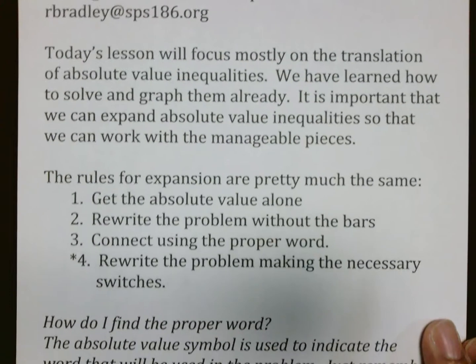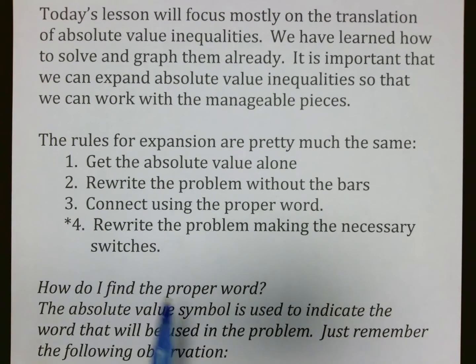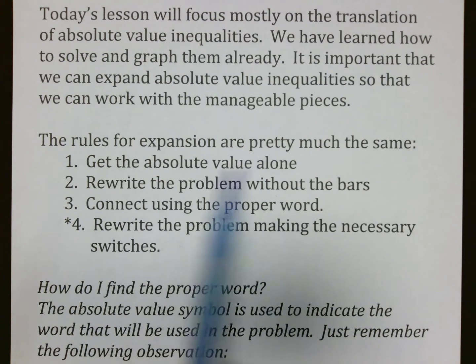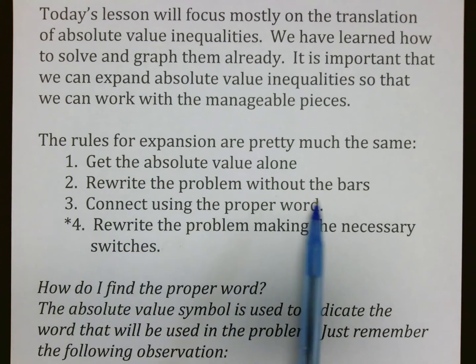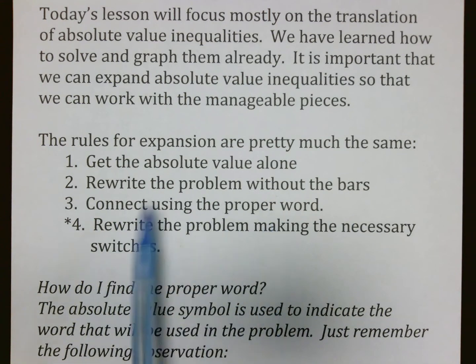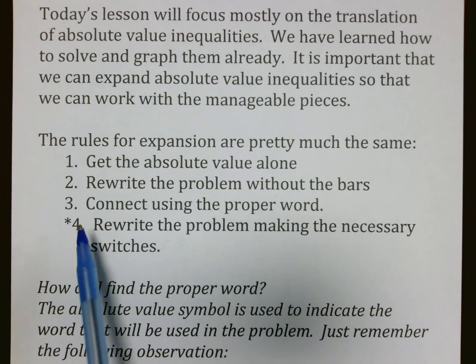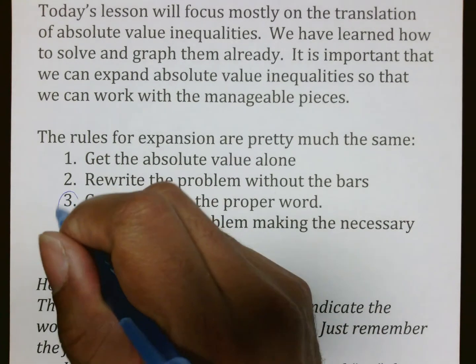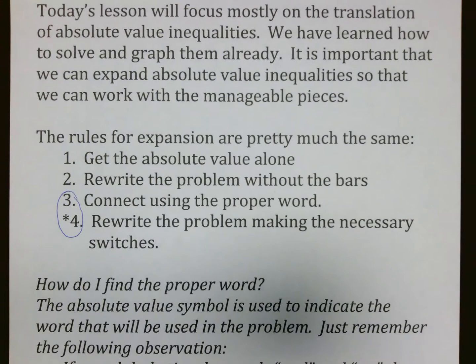The rules for expansion, if you remember, with absolute values: the first thing we used to have to do is get the absolute value alone, which does not change. We're still going to write the problem without bars. But the difference here is that we actually have to connect them using the proper word, which we'll talk about in a second. And then there's a fourth step where you have to rewrite them, making necessary switches, which again we'll discuss. And again, these two are really the whole point of this lesson.